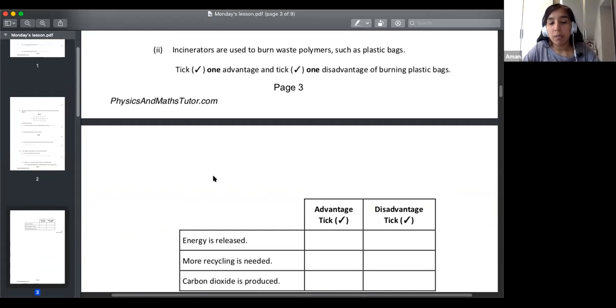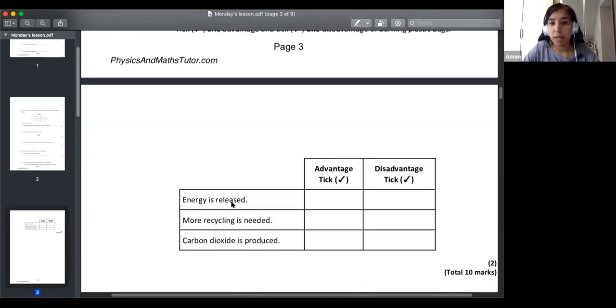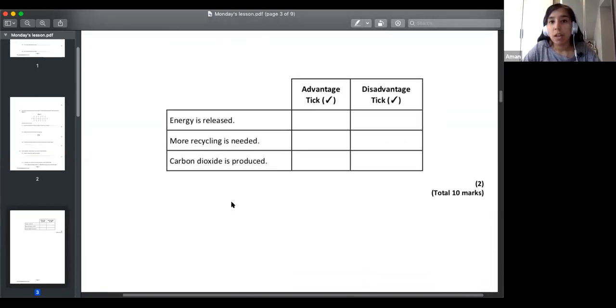Okay, incinerators are used to burn waste polymers such as plastic bags. Tick one advantage and one disadvantage of burning plastic bags. So what do we think? What's an advantage and what's a disadvantage, if we burn plastic bags? So I actually think the advantage is the harder one to realise in this question. Which one's the advantage? Which one's the disadvantage? Yep, excellent, good. So someone's giving me the correct answers. We'll wait for a couple more answers.